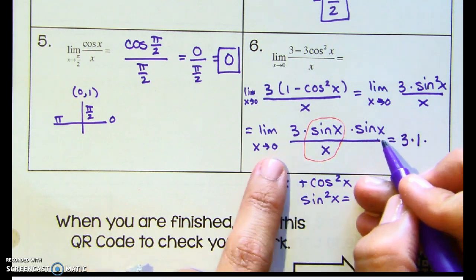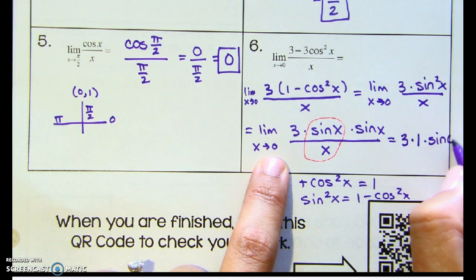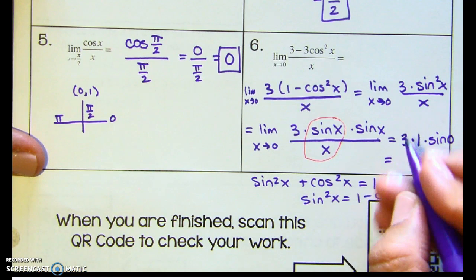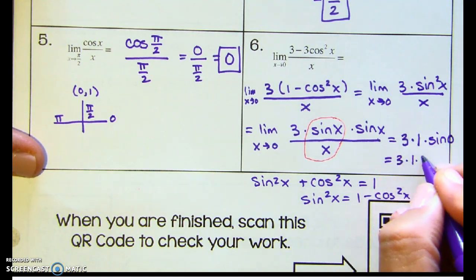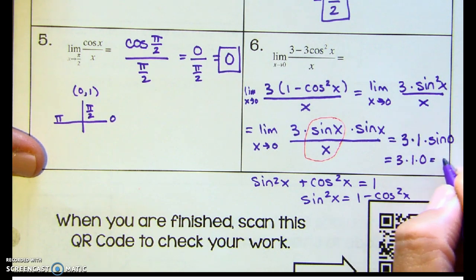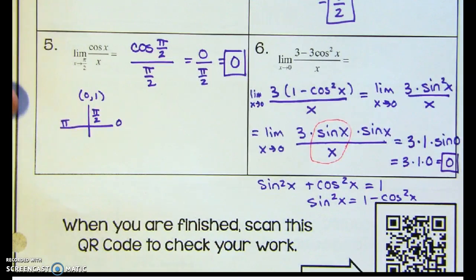What do we do with this? Well, we just plug in, we evaluate. What is the sine of 0? What is the y value at 0 radians? The y value at 0 radians is 0. All that work, and our limit is a messy 0. I challenge you to have your notes look better than me.